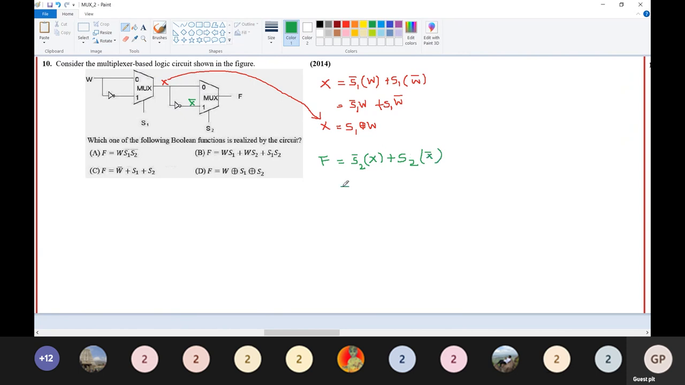So which can be further written as S2 dash into X plus S2 into X dash, which is the same as the above XOR. So S2 XOR X, where X is nothing but S1 XOR W. So which can be written as S2 XOR S1 XOR W. So the correct option is D. D is the correct option. We'll move to the next question.